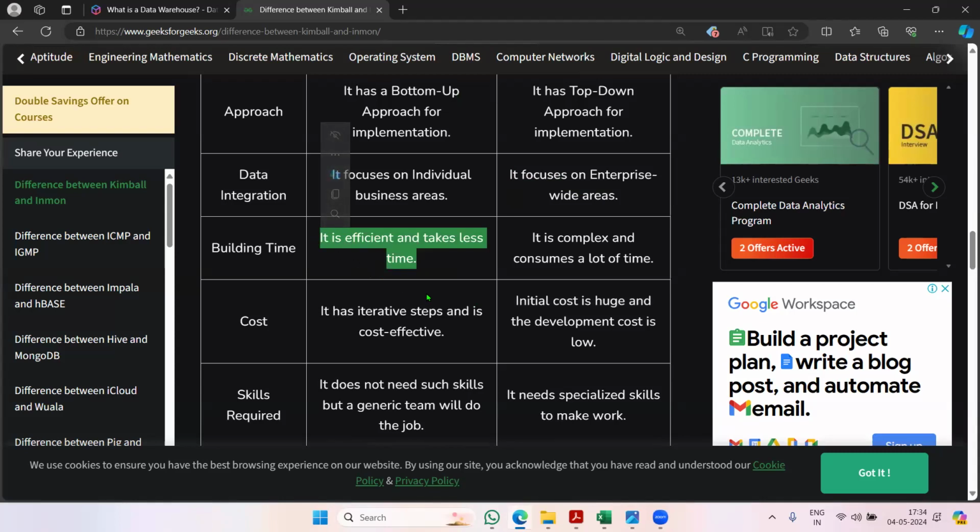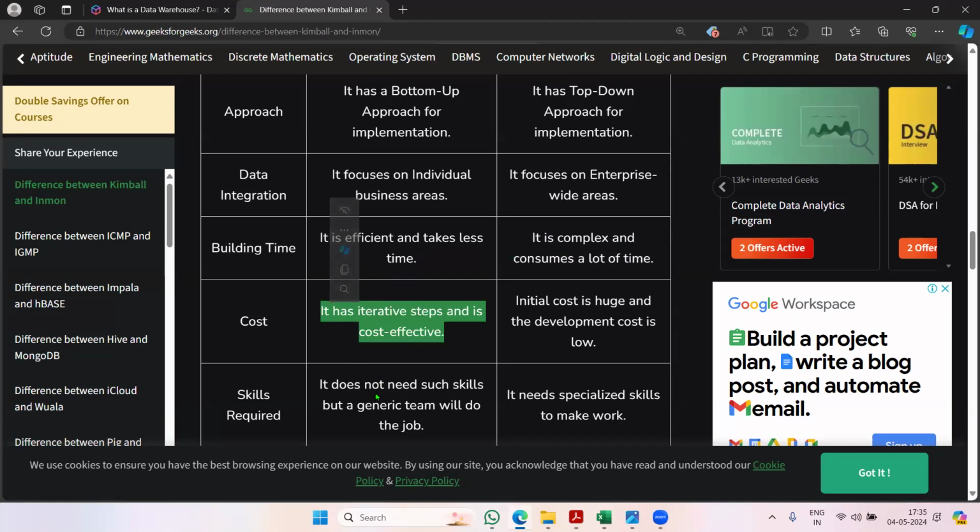Whereas Inmon says that at the enterprise-wide level, it is efficient and takes less time, right? Because we will go to one department and sit and understand, and all the department people are going to sit in one place, so it would be less time. Similarly, in Inmon it is complex, right? And it consumes a lot of time, because the first thing is we need to get all the heads from each and every area to one place, and a lot of brainstorming is needed on how it can be integrated.